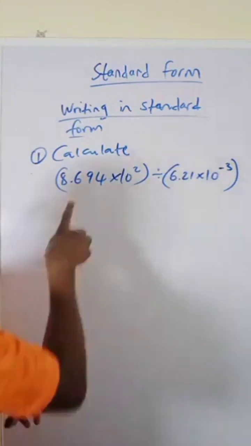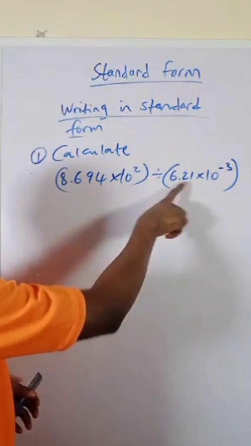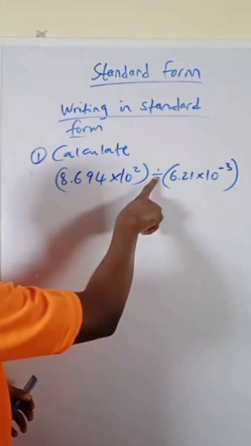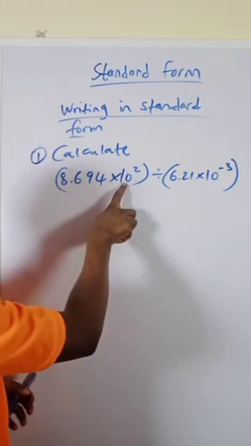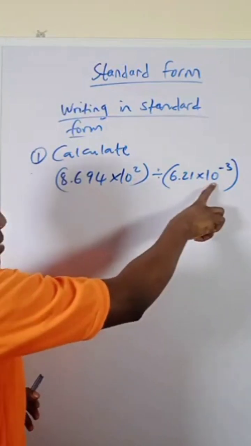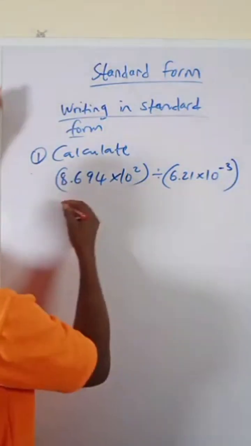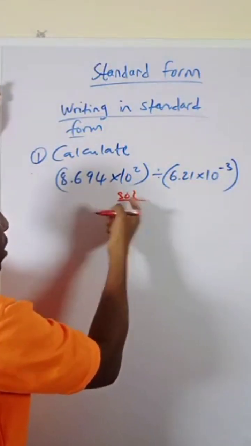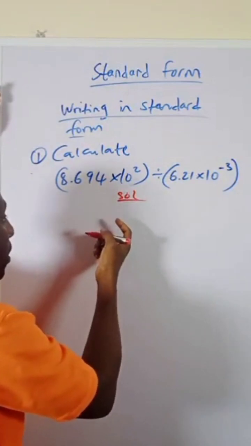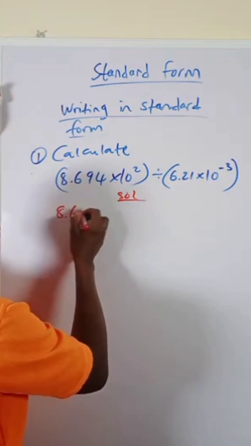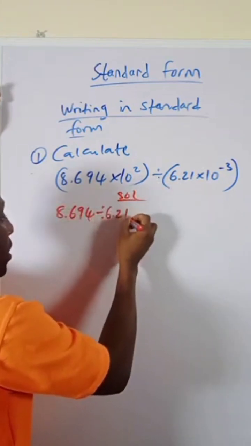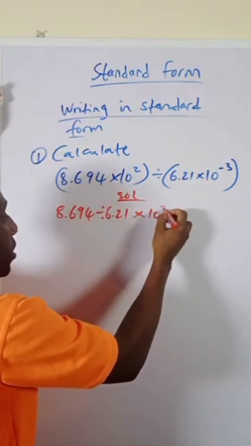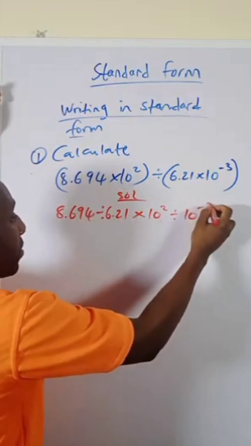So what I'm going to do, guys, is divide this number by this number. I will do 8.694 divided by, because this is divided by what? 6.21 times 10 raised to the power 2, divided by what? 10 raised to the power -3. So let me break it down like this so you understand what I'm saying. Solution here. SOL for solution, in case you're having other ideas. So 8.694 divided by this number here, 6.21 times 10 raised to the power 2, divided by 10 raised to the power -3.